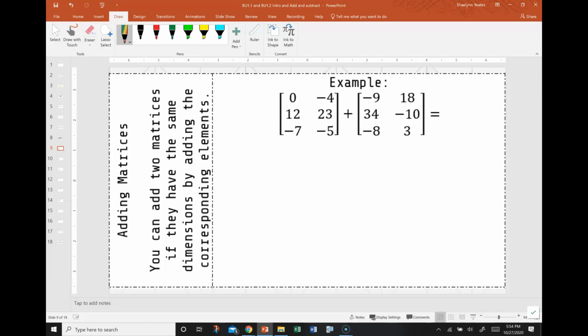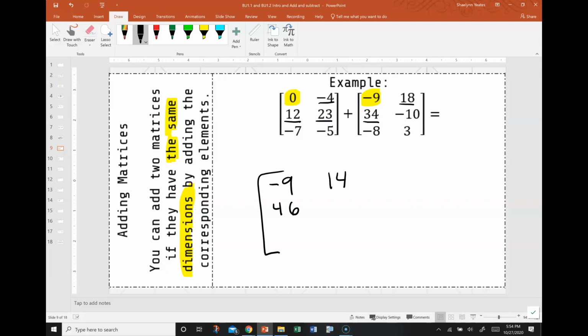So when adding matrices, you can only add 2 matrices if they have the same dimensions. And then you do this by adding the corresponding elements. So 0 is in the spot 1, 1, so is -9. So we're going to add those two together. So 0 plus -9 is -9. Then we would do -4 plus 18. Well, -4 plus 18 is 14. Then we would do 12 plus 34. Well, 12 plus 34 is 46.